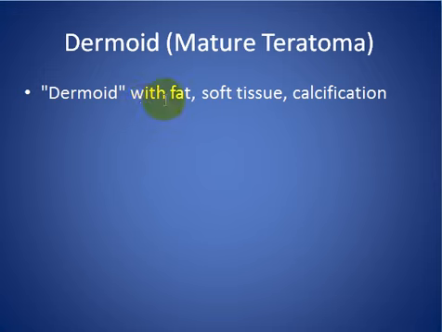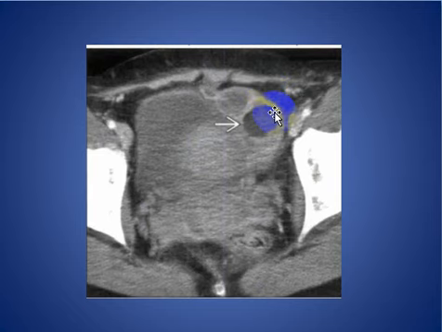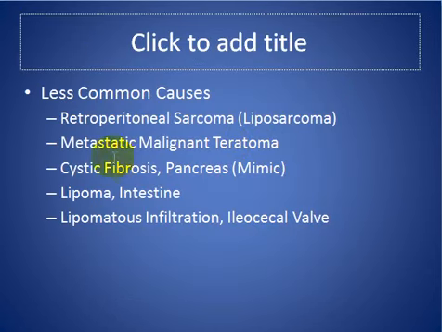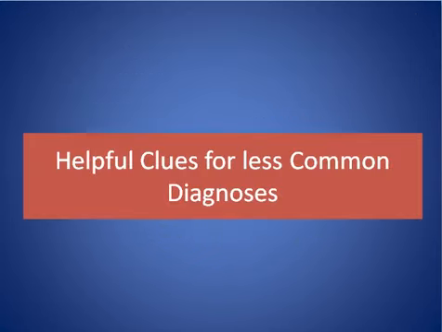Dermoid can be fat with soft tissue and calcification, as we see here, a mature dermoid cyst with fat density of the left ovary. Less common causes: we have retroperitoneal sarcoma or liposarcoma that can simulate an intraperitoneal lesion, metastatic malignant teratoma, cystic fibrosis of the pancreas, lipoma of the GI tract, and lipomatous infiltration of the ileocecal valve. And we see some examples here.